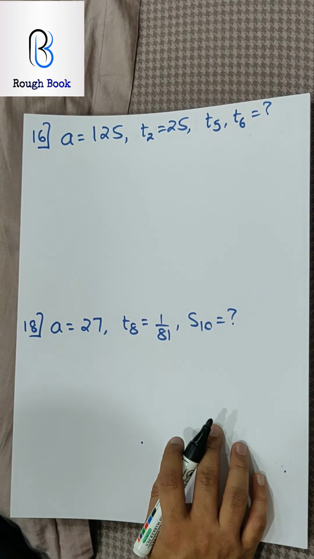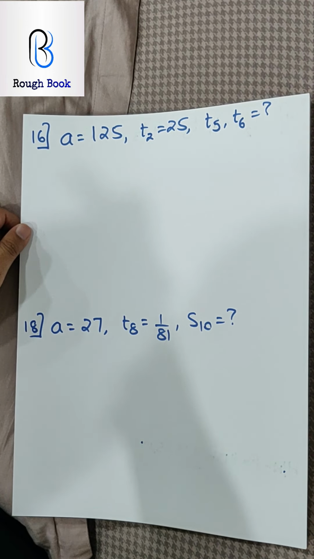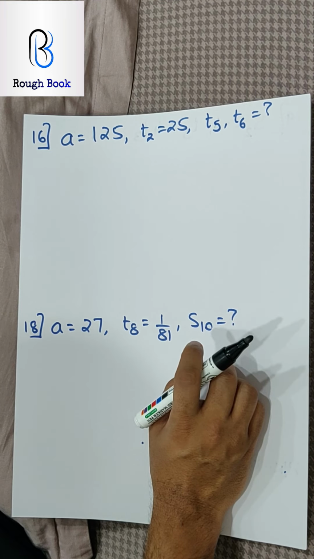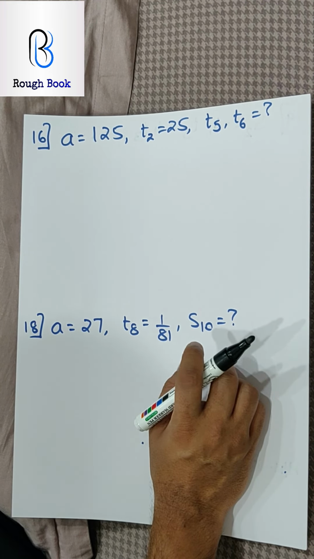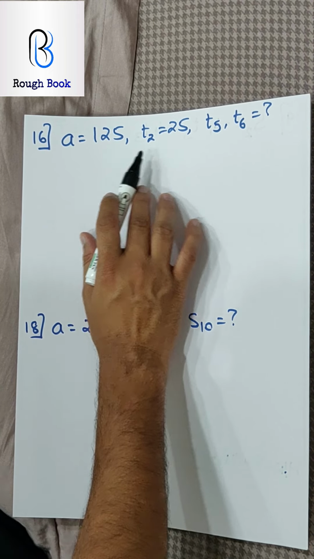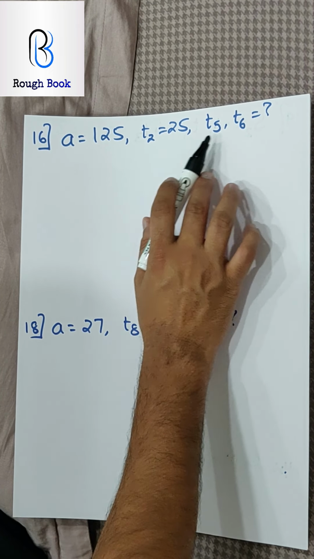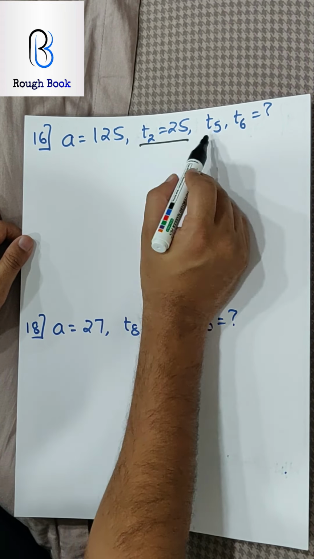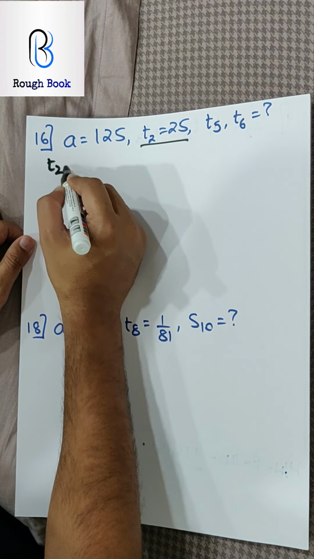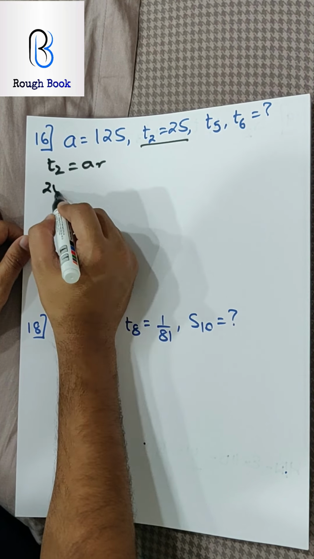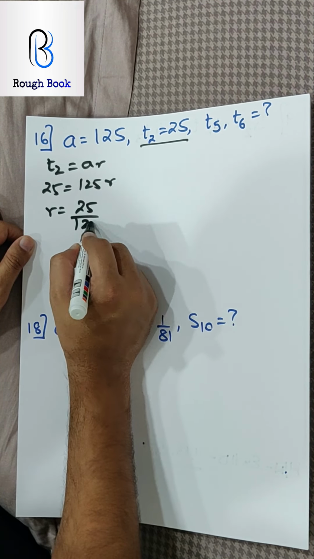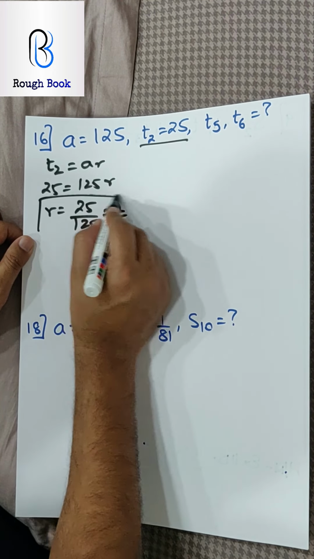Sum number 16. Come on, try it. Go ahead. The first two terms of the GP are 125 and 25. Find the fifth and the sixth term. Damn simple. Use this. Find R. Then use that over here. So T2 is AR. So 25 equals 125R. So R becomes 25 by 125. That is 1 by 5.